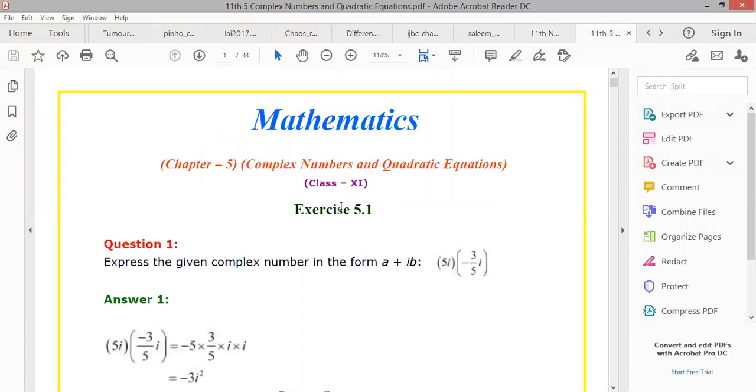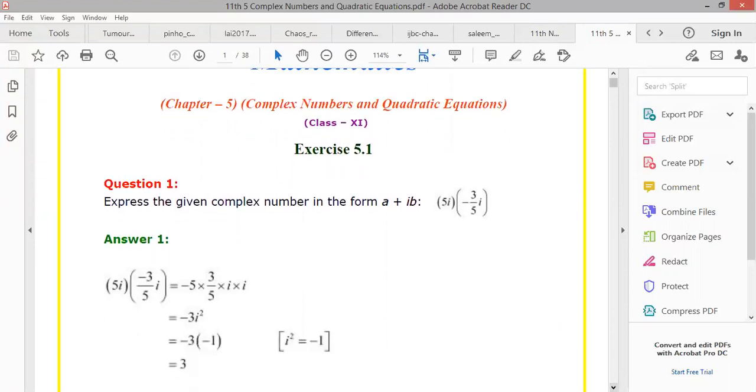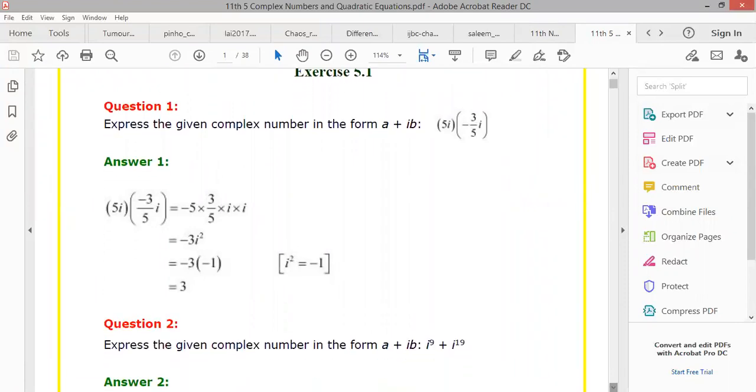It's like this. You have this complex number: 5i minus 3 divided by 5 into i. We will simply use laws of algebra. So it is minus 5 into 3 by 5 into i. The 5 and 5 cancel, and we are left with minus 3. i into i is i square, so it's minus 3 into i square, and i square is minus 1. It is equal to 3. So this complex number is equal to 3. You can write it as 3 plus 0 into i in the form a plus ib.